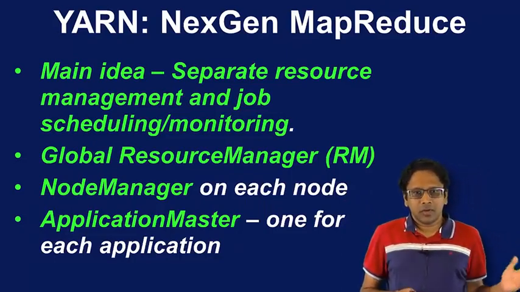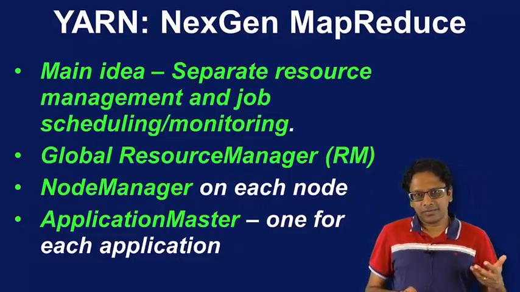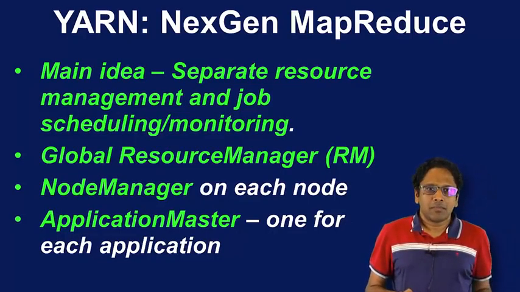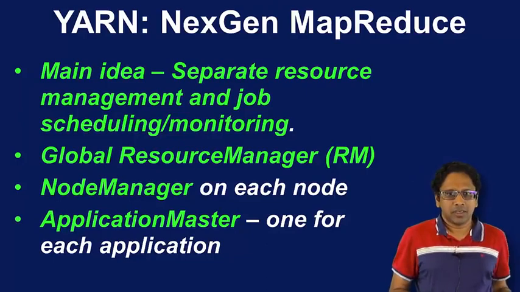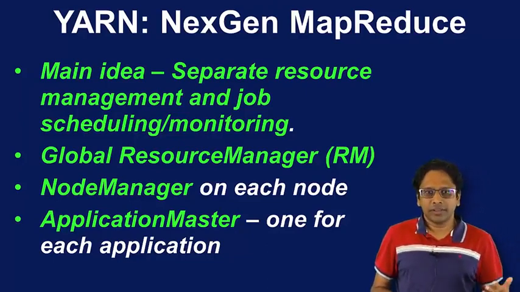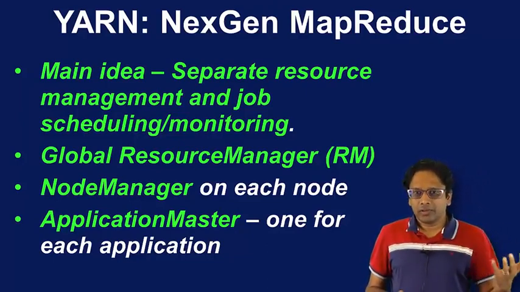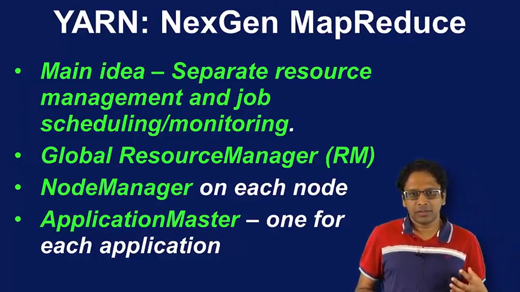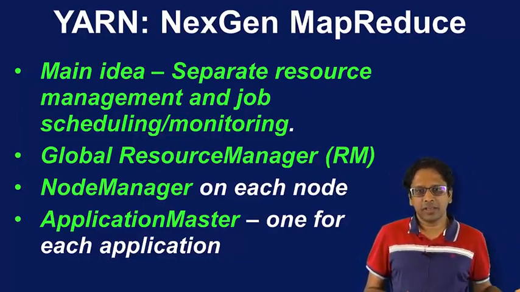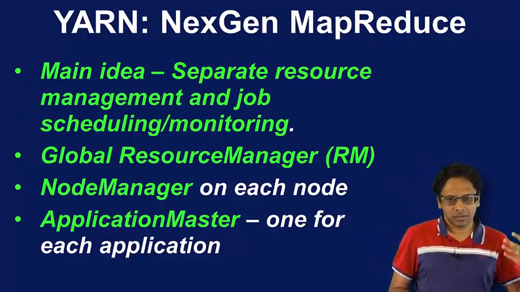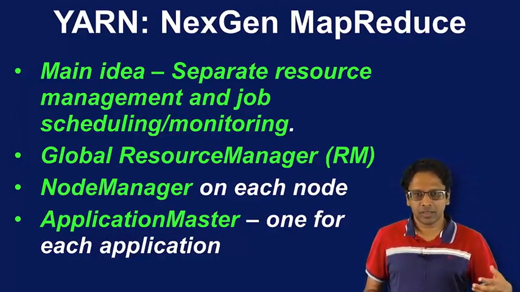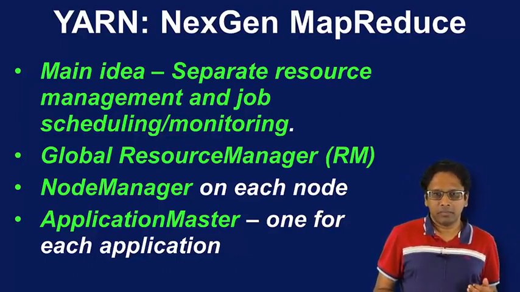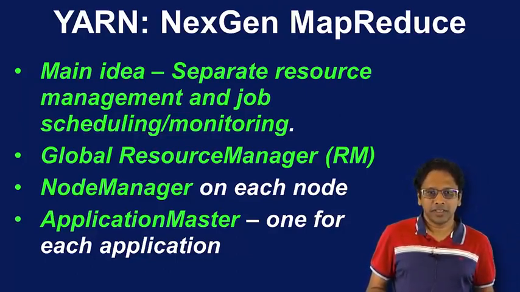So now we go on to the next generation of this MapReduce framework, which is called YARN. The main idea is to separate the resource management from the job scheduling and monitoring. So you have a global resource manager, and you have a node manager on each node. The different thing now is that you have an application master on certain nodes, and we'll talk about the architecture a little bit more. You'll have one application master for each application.